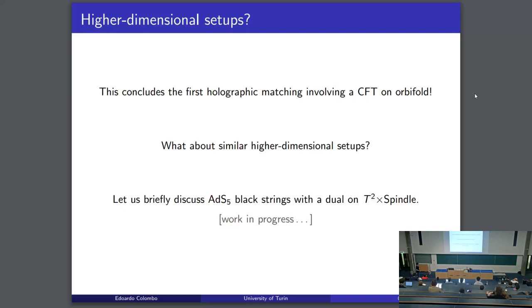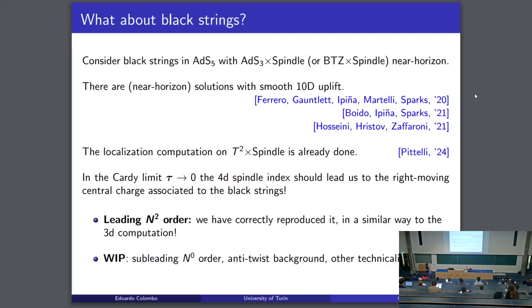But what about some higher dimensional setups? Well, I want to briefly mention some ongoing work about AdS5 black strings, which are dual to torus times spindle. How much time? Okay. So these black strings have AdS3 times spindle or BTZ black hole times spindle near horizon. Again, plenty of people found solutions that have a smooth 10-dimensional uplift. And the localization computation has already been done for this, for the T2 times spindle.